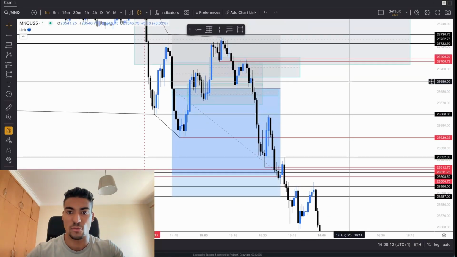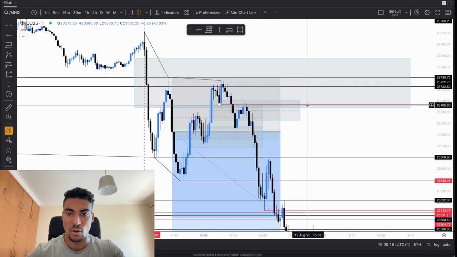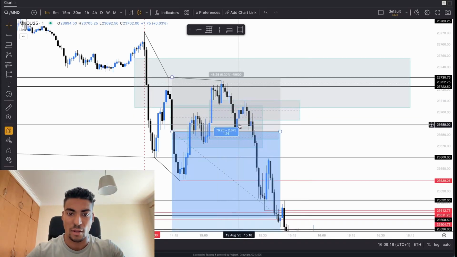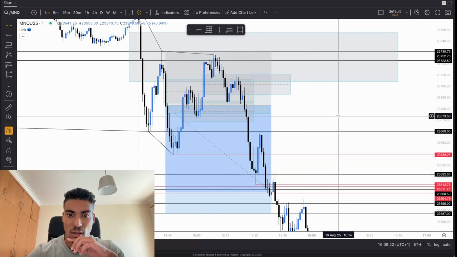And guess what? Price moves lower. We break structure on this candle. Let me clean this up. Break structure on this candle. Price moves lower. We also invalidate this 1 minute fair value gap, which becomes an inverse fair value gap. We move higher to fill the inverse fair value gap and then move lower and lower and lower.